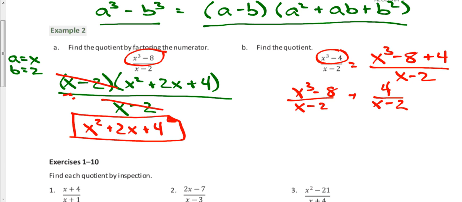Alright. So, now that we've broken this up, simplify this guy. So let's simplify.